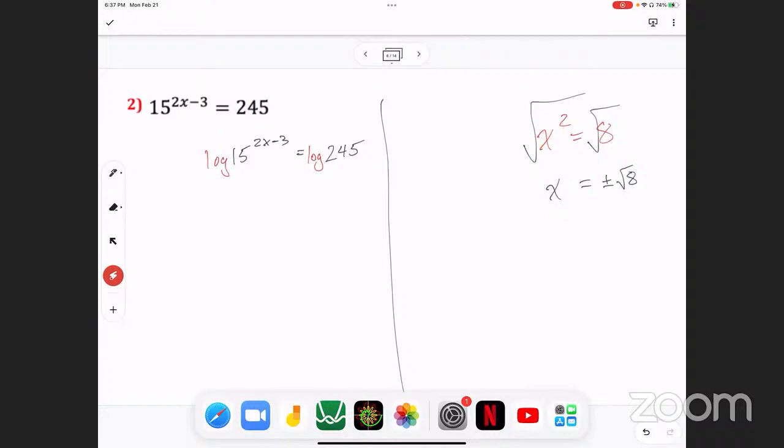So now we're doing the same thing. When we have a variable in the exponent, the way to undo an exponent is by taking the log of both sides. Here's what taking the log does for you.